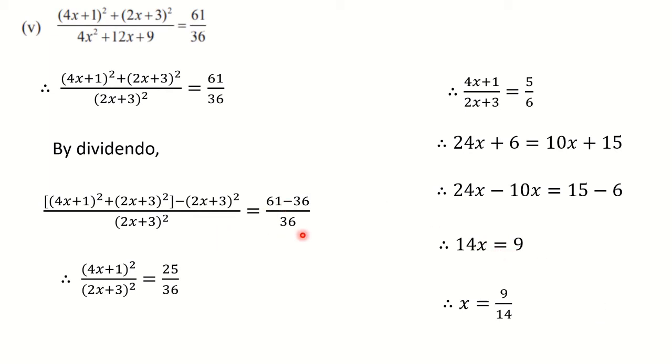Be very careful about signs, as I have said repeatedly. In algebra, signs are very important. If one sign mistake is there, you are going to get wrong. You are going to get all the steps wrong. So please be careful about signs.